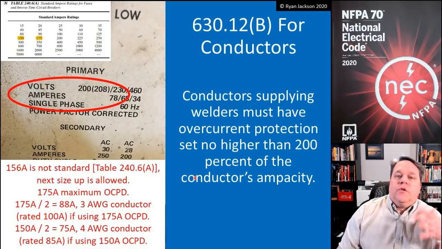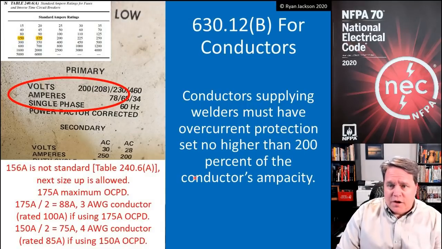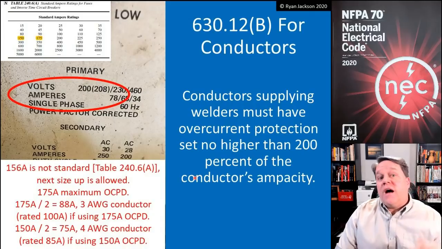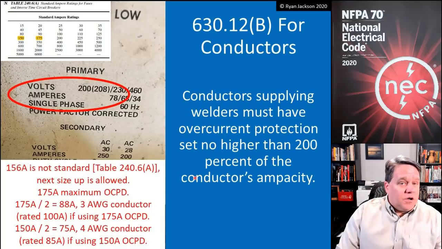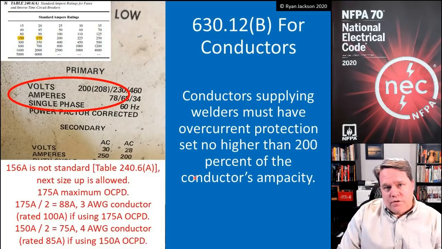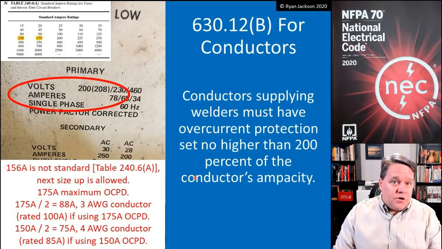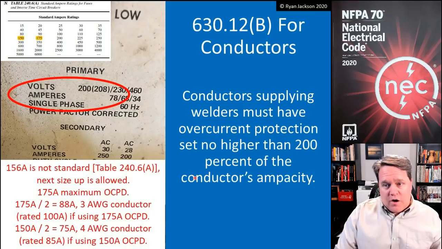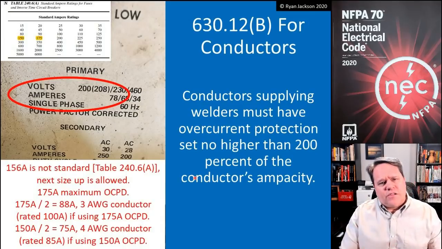So we need to remember that we have to protect the conductors and we have to protect the welder. Sizing the wire for the welder is going to result in a pretty small conductor, oftentimes one that is not protected by the overcurrent device. So usually we'll have to use a larger conductor than what the welder would require, simply to protect the conductor from overcurrent. So that's an arc welder.